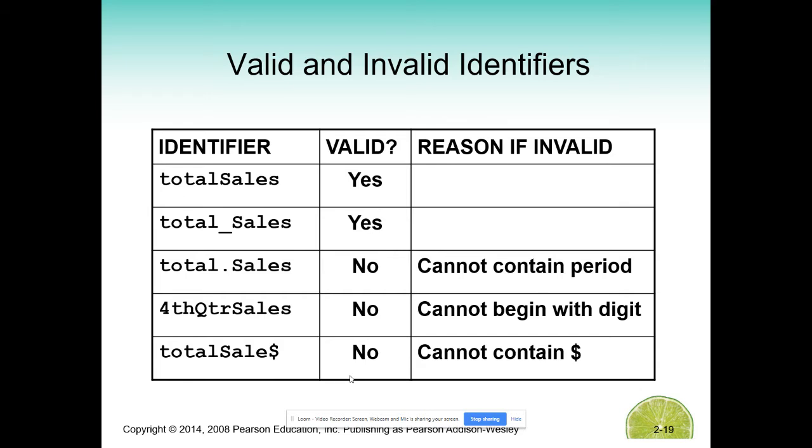So here, what is valid and what's not valid. You can have totalSales, you can have camel case, or total underscore sales. You cannot have the dot, so total dot sales, you cannot have that. Or 4thQuarterSales, you cannot have starting with a number. Or total$ales, if you're using that dollar sign, you cannot have that.